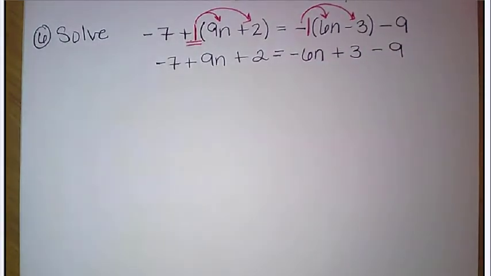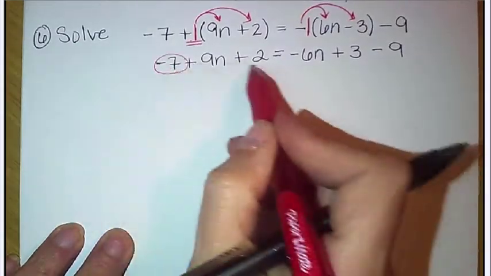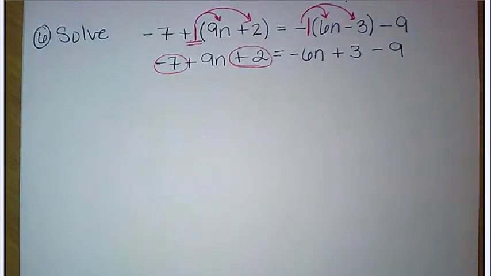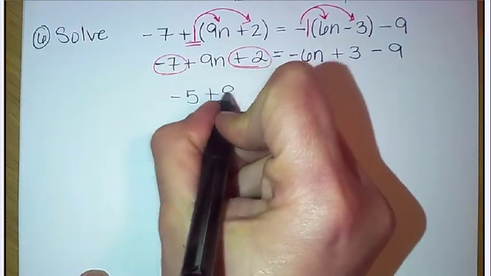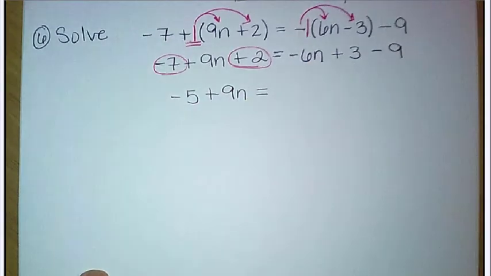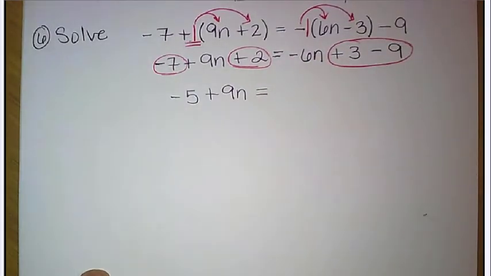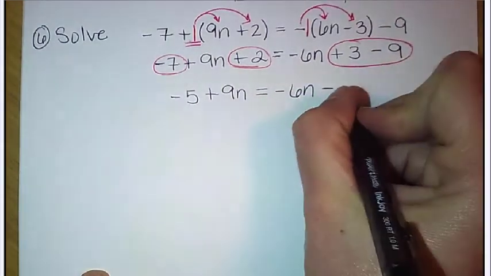Okay, and now from here we're going to do exactly like we did on the previous problem. The next thing we want to look at is combining like terms. If I look over here on the left-hand side of my equation, notice we have a negative 7 and a positive 2, both whole numbers, so we can combine those together. Negative 7 plus 2 would give us negative 5 plus 9n equals, and the same thing over here on the right-hand side. I've got these two terms right here, positive 3 minus 9, that we can combine. That's going to give us negative 6n minus 6.